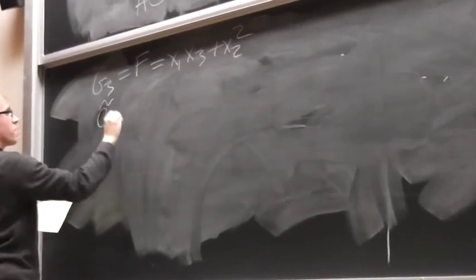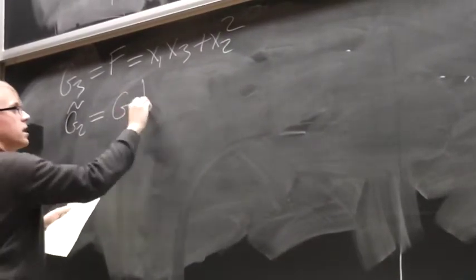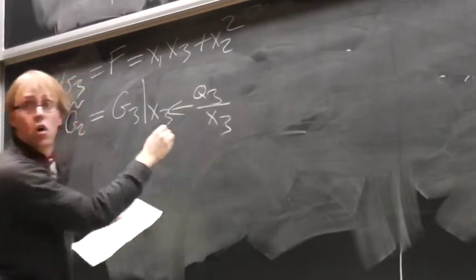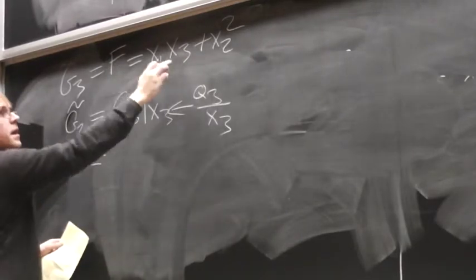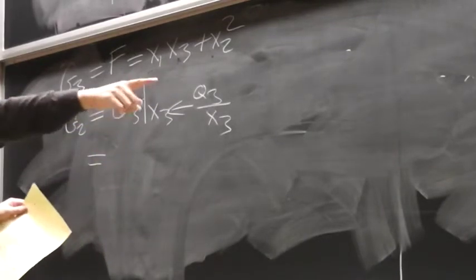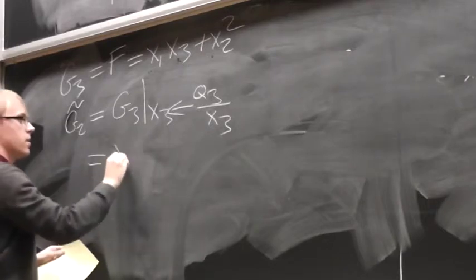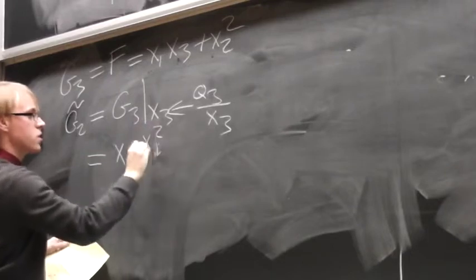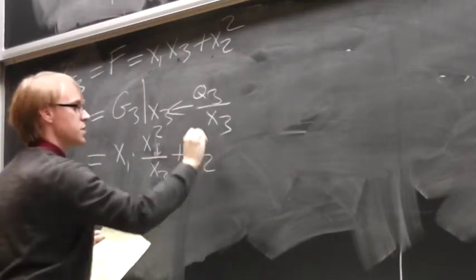So the first thing that we do is that we have g3, and we replace x3 with q3 over x3. So here's g3, we replace x3 with q3, which is x1 squared over x3. So x1 times x1 squared over x3 plus x2 squared.